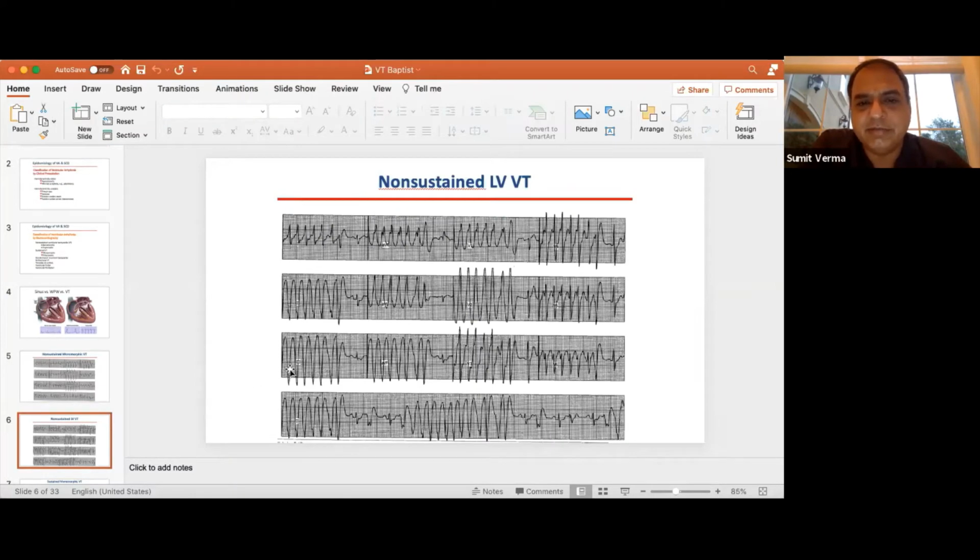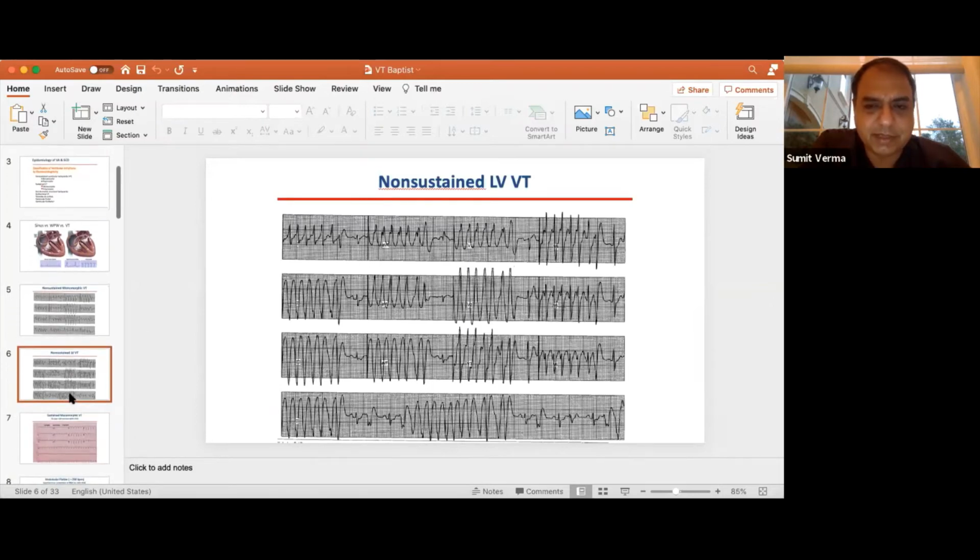Here's an example of, again, a non-sustained ventricular tachycardia, very rapid, monomorphic. And look at V1, this time it's positive. It has that rabbit ear, right bundle. So that means it's coming from the left side, the left ventricular wall.